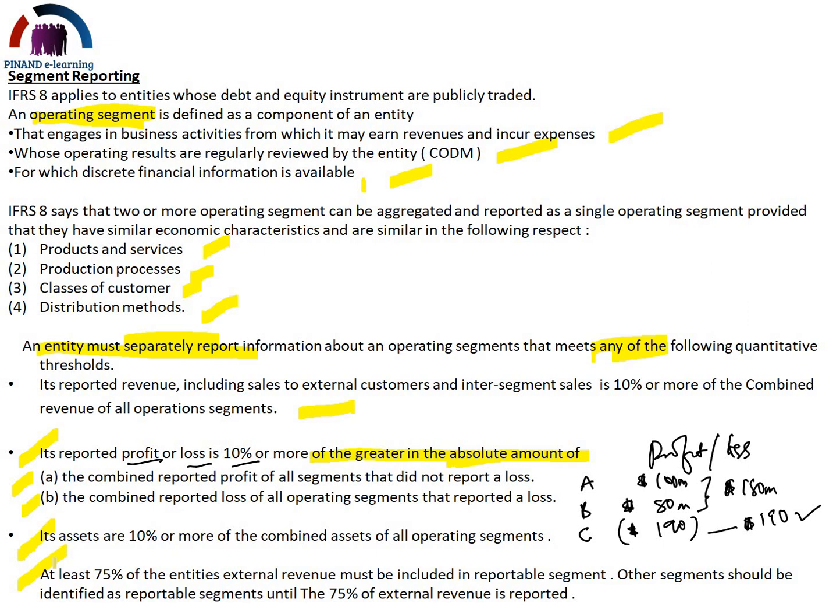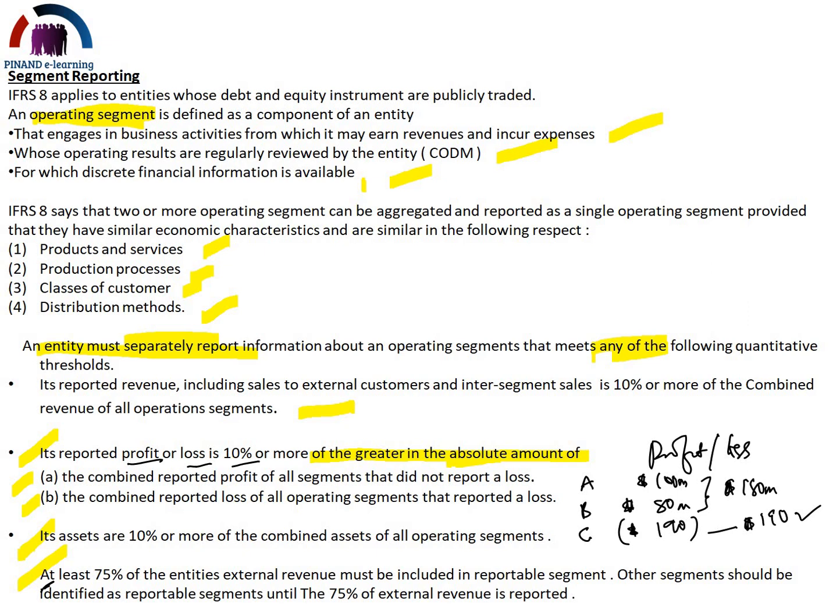Now let's see. The final 75% test says at least 75% of the entity's external revenue must be included in reportable segments. It means that all the segments you have identified as reportable segments must have met any of the first 3 thresholds or all of the first 3 thresholds. I will now carry out the final test. I will add them together and see if their external sales are up to 75% of the total external sales.